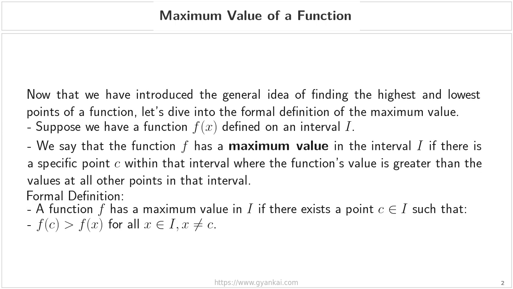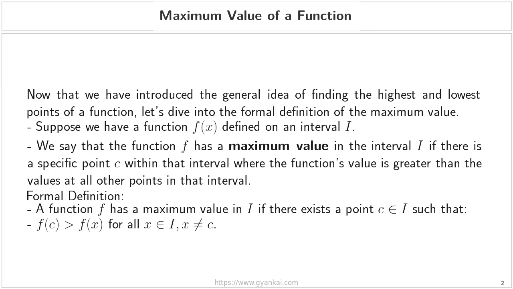To express this more formally, a function f has a maximum value in interval I if there exists a point c belonging to I, such that f of c is greater than f of x for all x in I, where x is not equal to c. This means that at point c, the function reaches its absolute peak for that specific section of the graph.